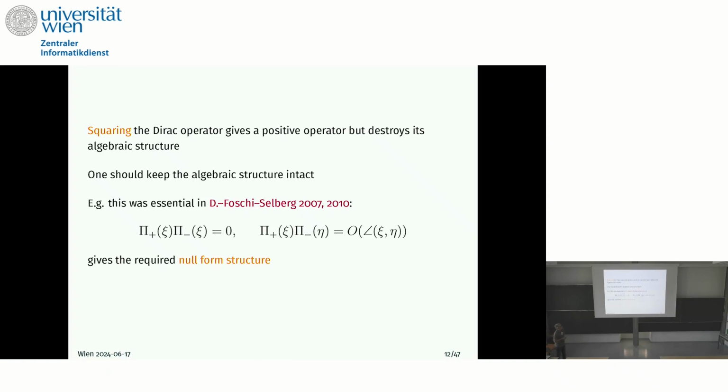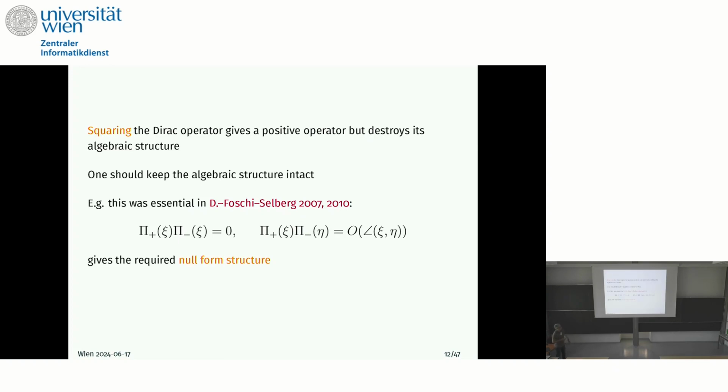When we did some results on Maxwell-Dirac, the main point was really to preserve the algebraic structure. Some years ago, we proved some almost optimal local existence results in almost critical spaces for Maxwell-Dirac and for Dirac-Klein-Gordon. The main idea was that people before us were taking the square, and if you stop taking the square and preserve the algebraic structure, you can really find the null structure of the system.